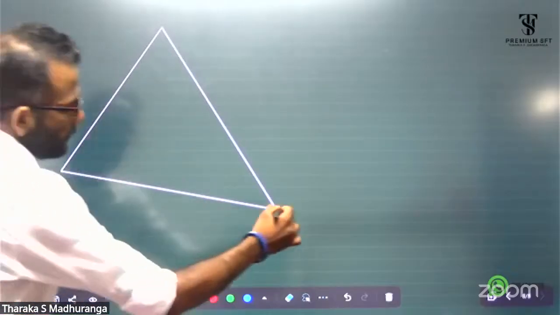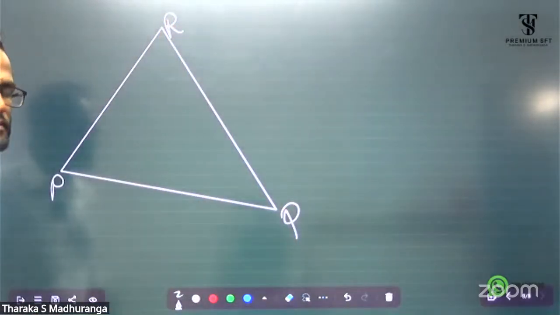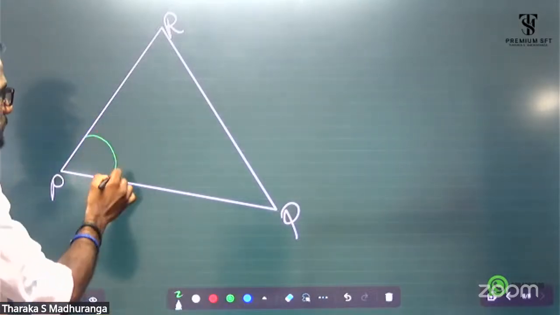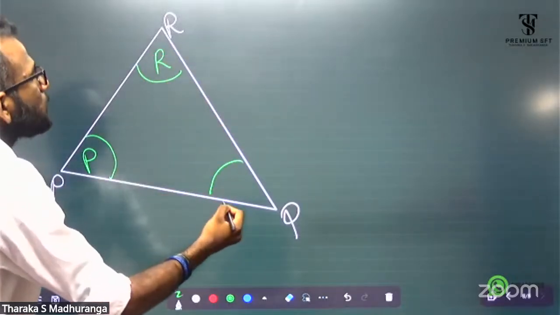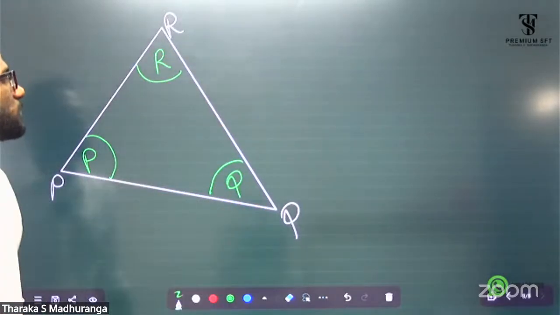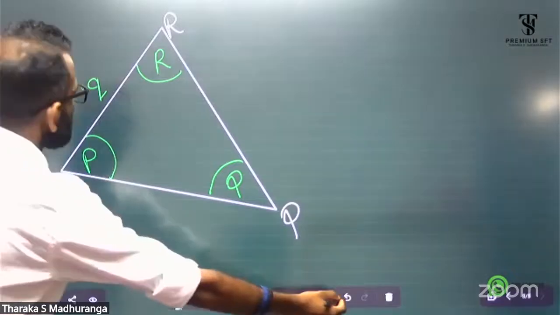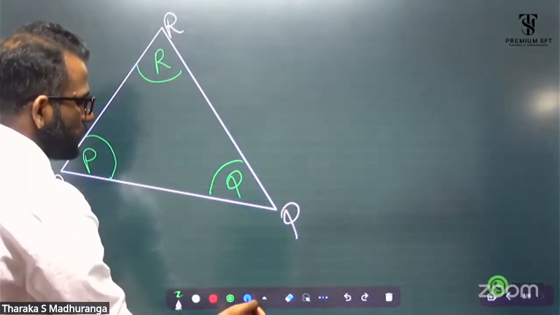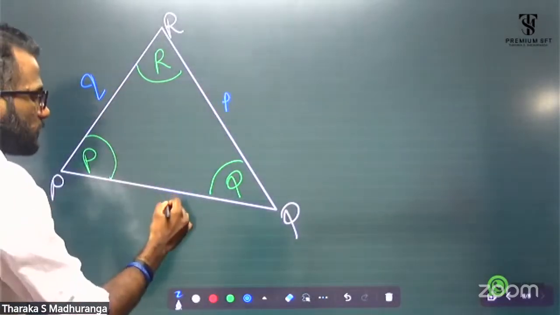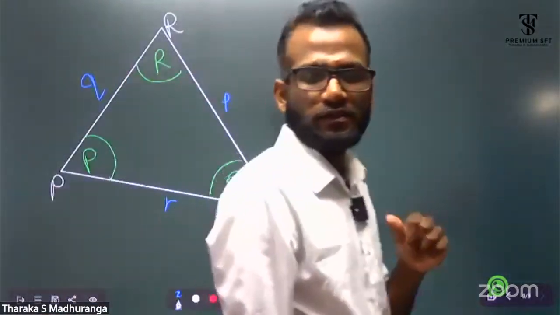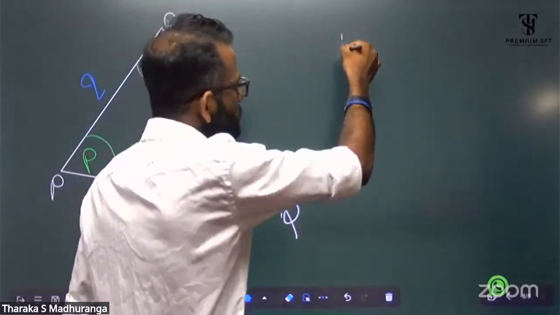Okay, this is another triangle. This is P, Q, R. This is P angle, R angle, Q angle. This is simple q. I will write it in blue color. Simple q, simple p, simple r. This is the standard notation.